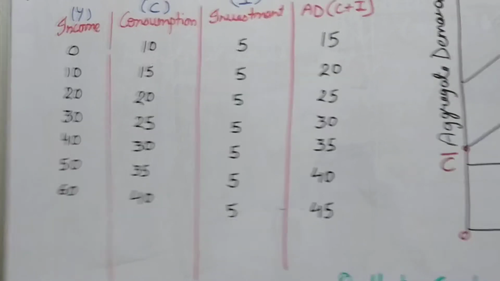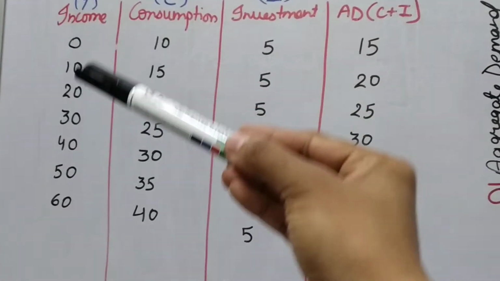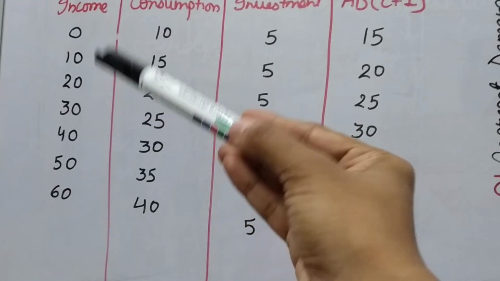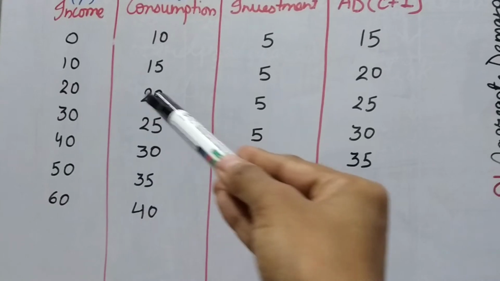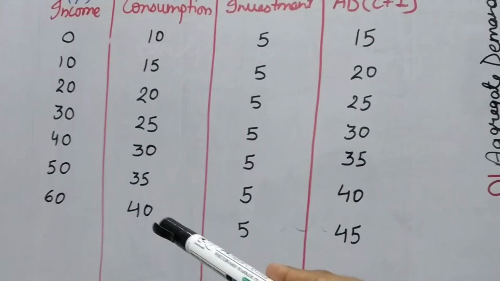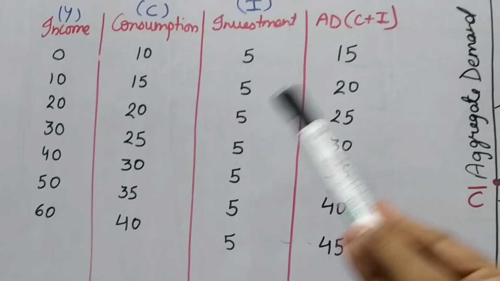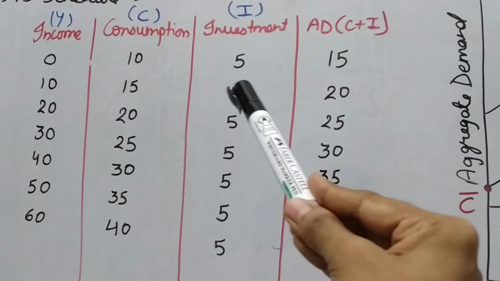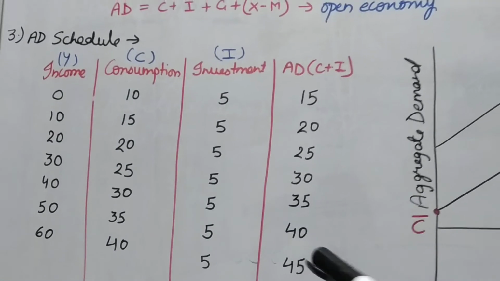But in the beginning, from 0 to 20, his income was less, but his consumption was more as compared to the income. But when income and consumption become equal to each other, after that income increases but consumption lags behind. Now investment is autonomous, so AD we can calculate by C plus I. So C plus I: 10 plus 5 is 15, 15 plus 5 is 20. In this way we got AD equals C plus I.